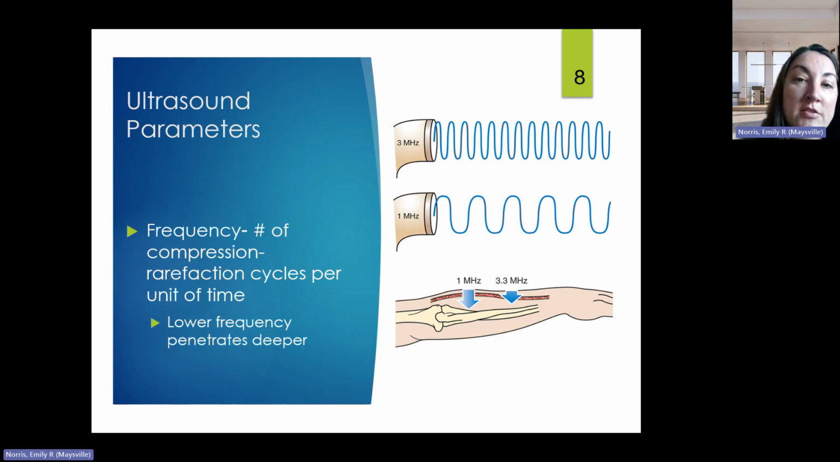So 1 megahertz is a lower frequency. It goes deeper into the tissues than 3 megahertz. 3 megahertz is more shallow, but it has more of that thermal effect. So depending on what tissues you're over, the thickness of the tissue, and the desired effect that you're wanting, you would determine which of those frequencies would be best for your patient.